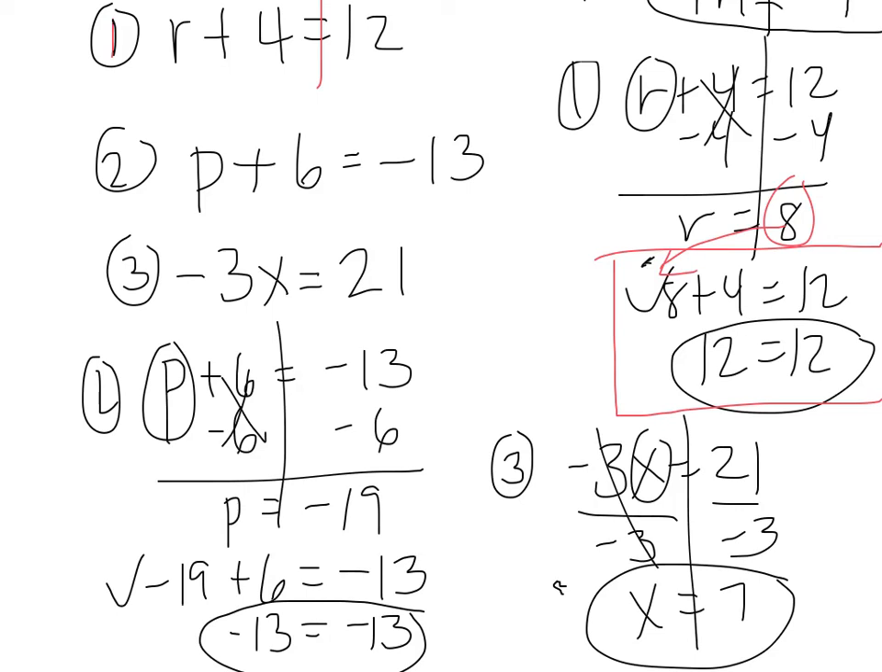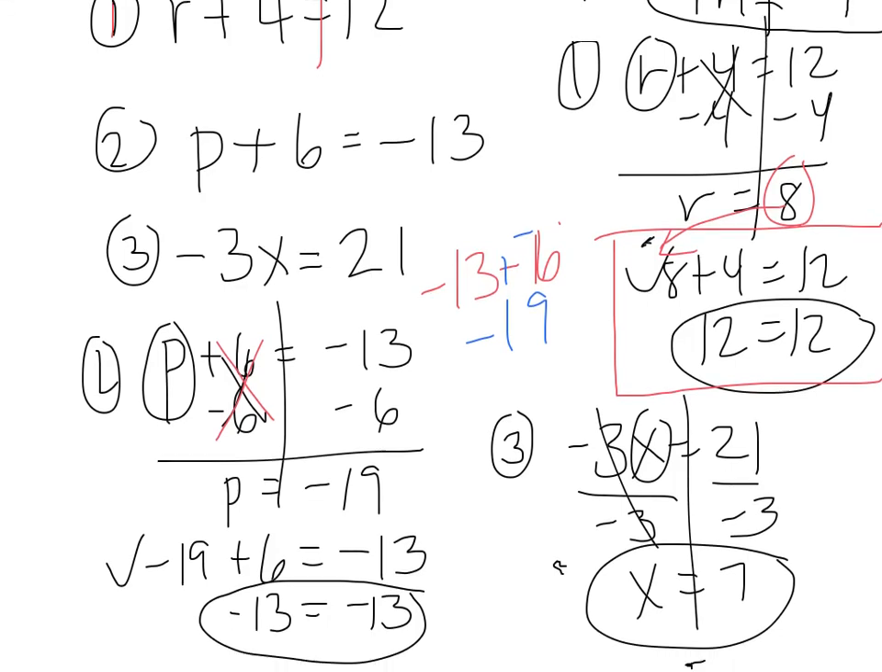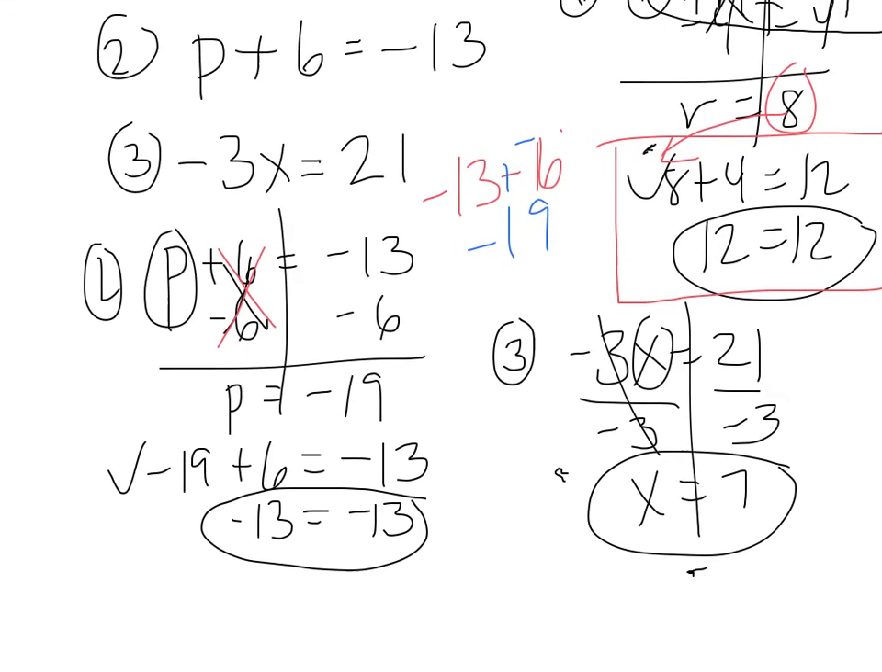Here's number 2, p plus 6 equals negative 13. I circle my variable p, which is what I want to get alone. I subtract 6 from both sides. Those two cancel out, so I get negative 13 minus 6. Negative 13 minus 6, remember, keep, change, change, so you're going to get negative 19, so I get p equals negative 19. Again, here's my work. Negative 19 plus 6 equals negative 13, and we did it correctly again.